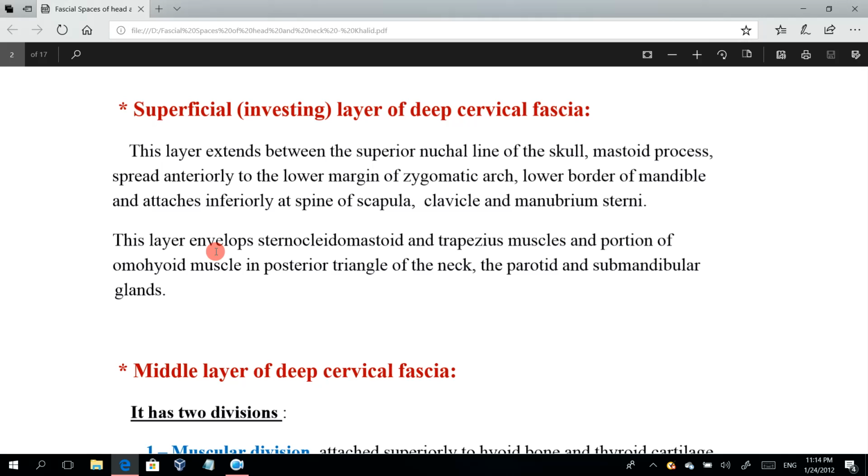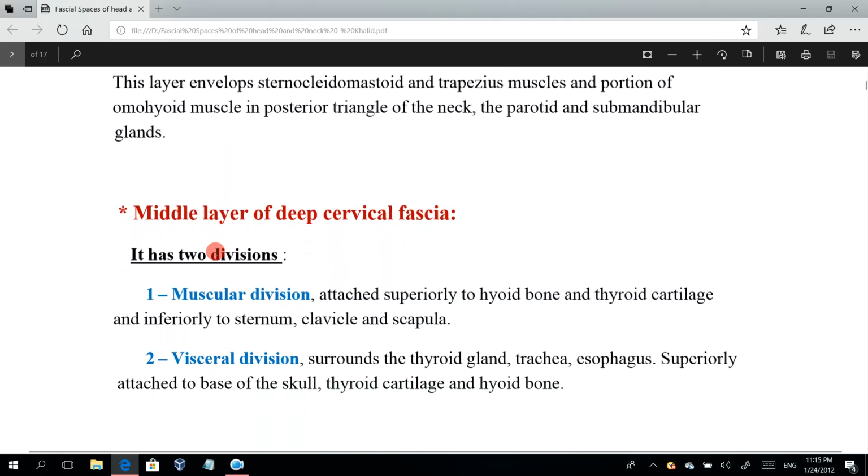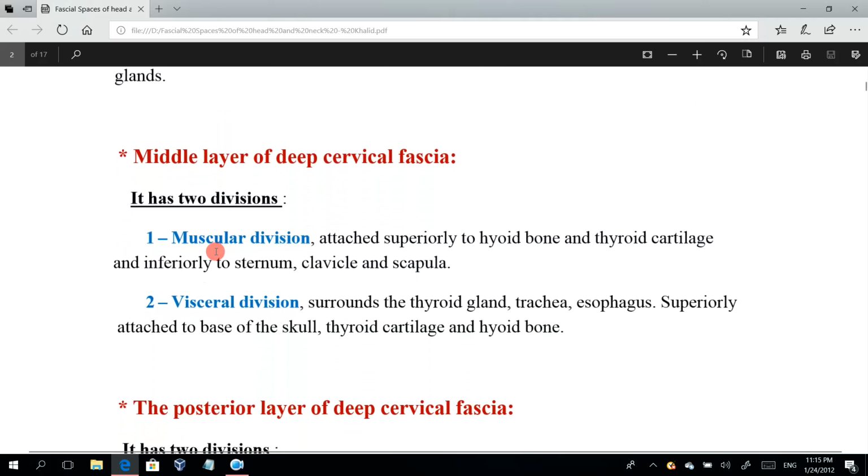The second layer of the deep cervical fascia, which is called the middle layer of deep cervical fascia, is the pretracheal fascia. Here, actually, it is not written here, but this is the pretracheal fascia, I say in front of the trachea.